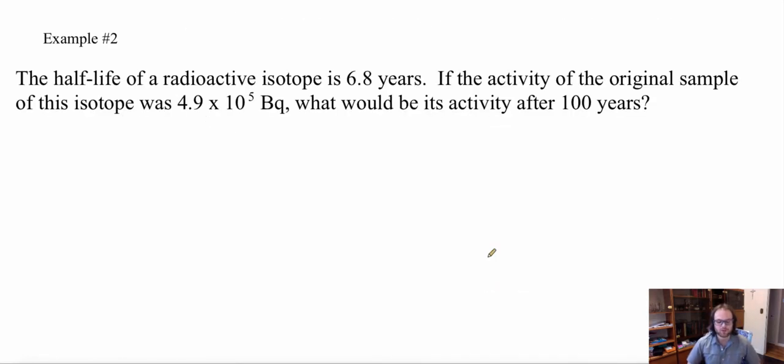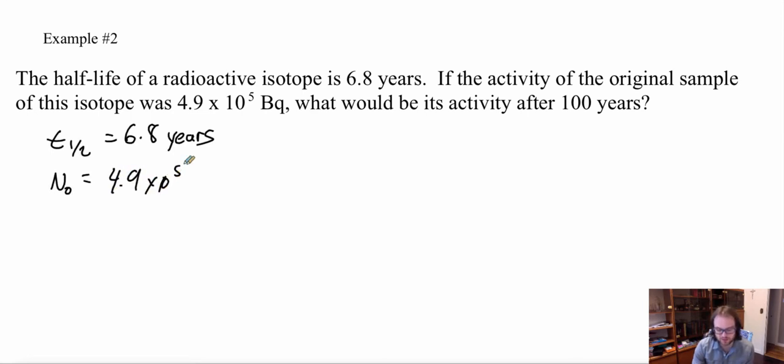In my second example, we have the half-life of a radioactive isotope is 6.8 years. If the activity of the original sample of this isotope is 4.9 times 10 to the 5 becquerel, what would be its activity after 100 years? So let's start off with what we know. We know my half-life is equal to 6.8 years. We know my original amount of decay is equal to 4.9 times 10 to the 5 becquerels. We also know it's going to be looking at a total of 100 years. And we want to find what the decay rate will be in 100 years.